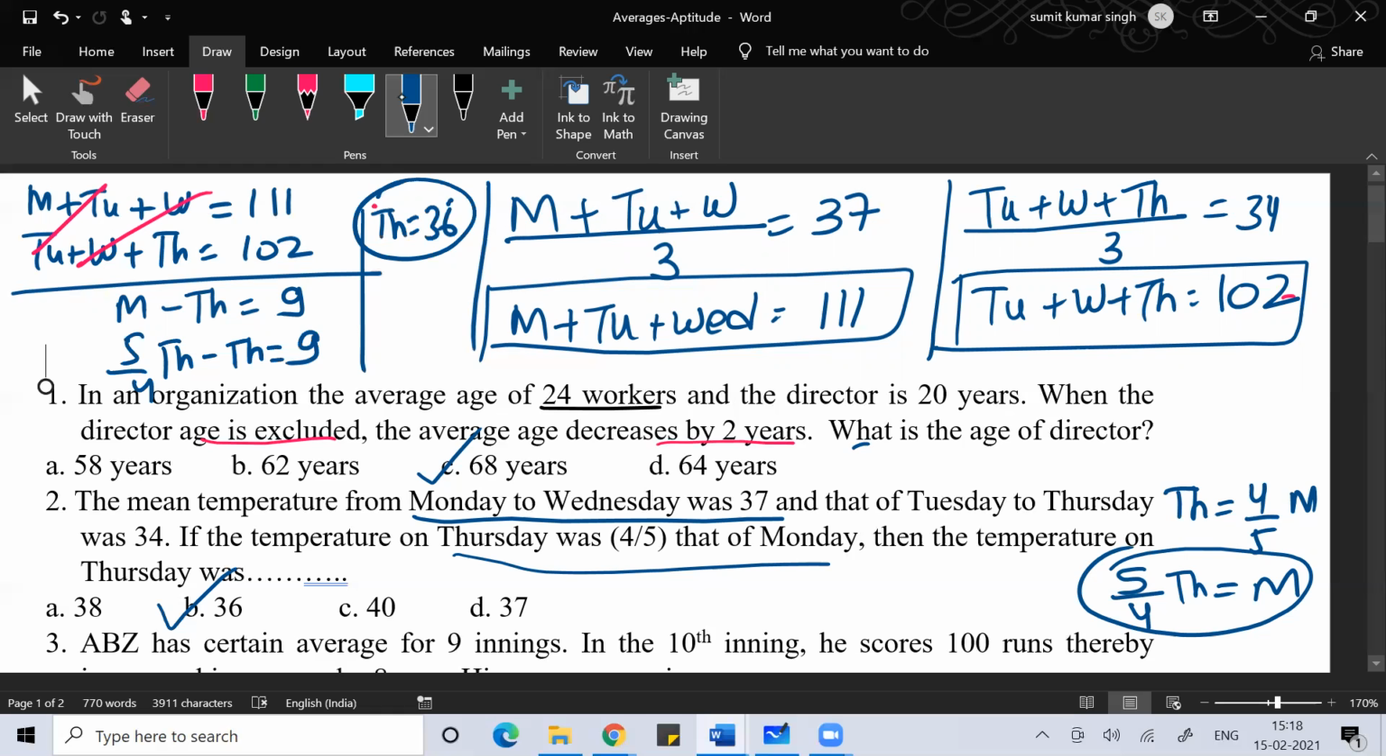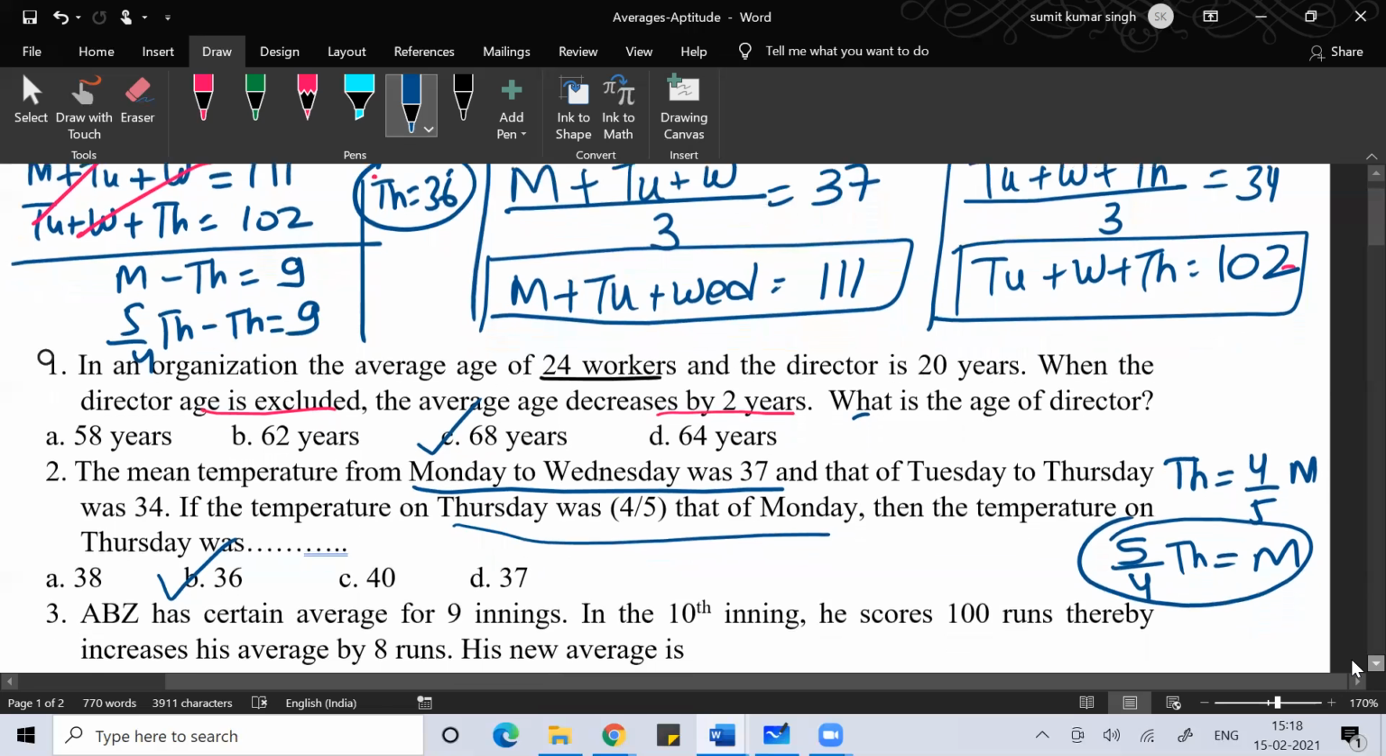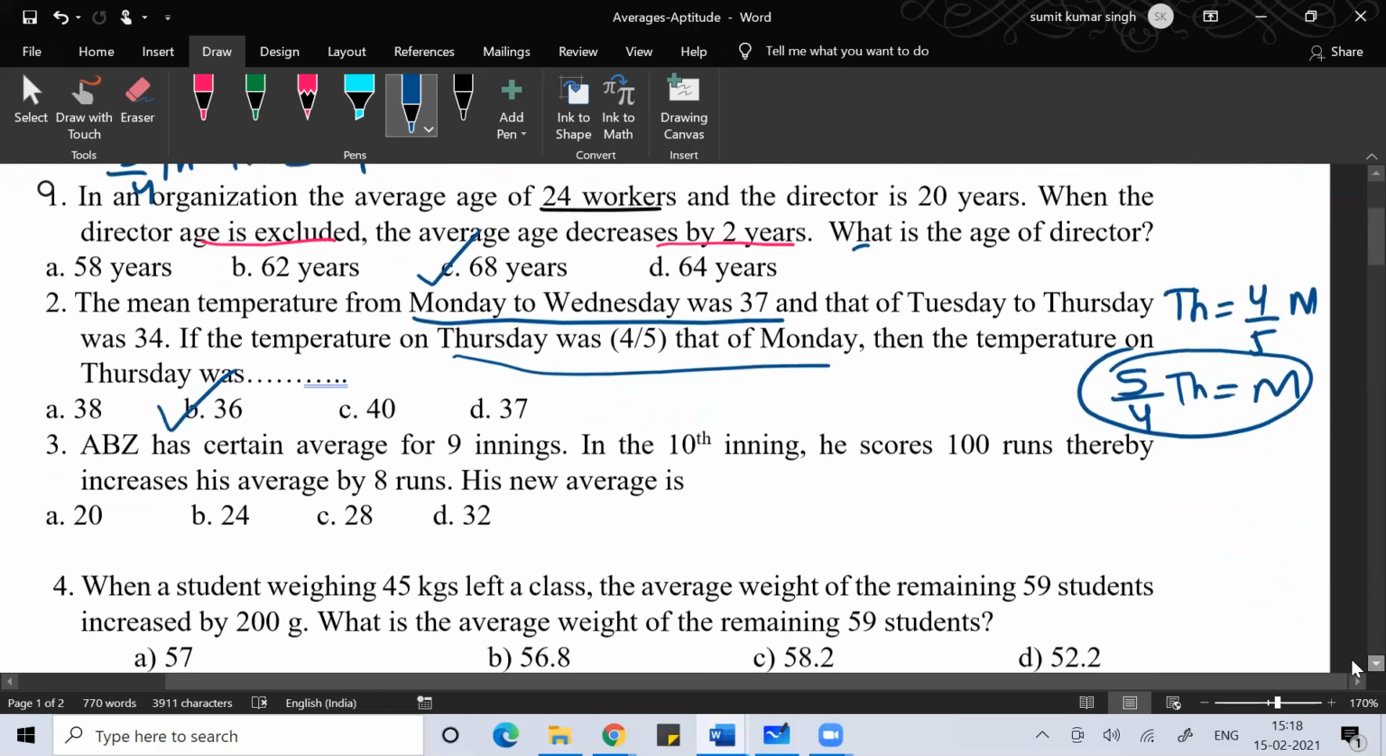Clear everyone? Anyone have any doubt? Simple linear equation kind of question. The average chapter is not at all difficult. You can do it very easily.